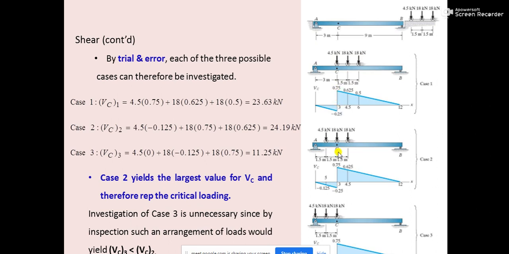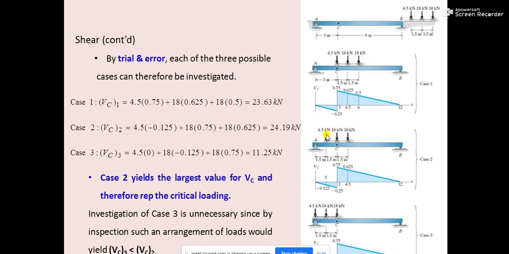And at case number 2, the load will be just moving by 1.5 meter. And when there is a movement by this 1.5 meter on this side, then you see what is happening. When there is a movement of this 1.5 meter, then you see this head of this load, that means this 4.5 kilonewton load, when it is moving from case 1 to case 2, then what is happening?